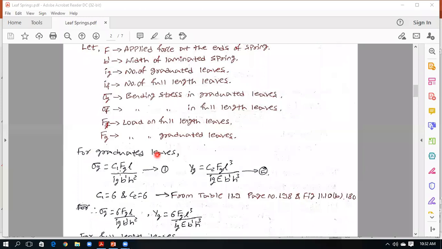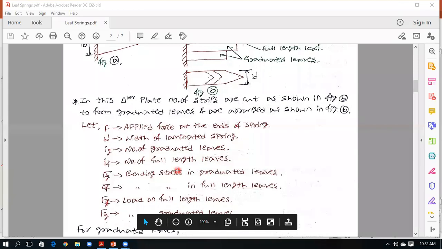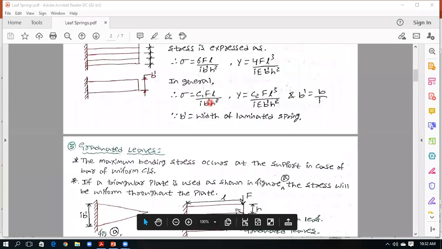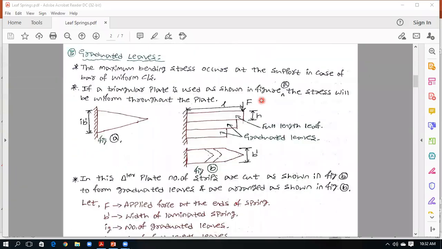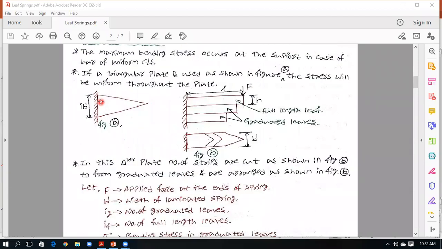Sigma g is equal to C1 Fg L by Ig b dash h square. This I am going to take from equation number 11.28b from your data book. After that, whatever the deflection is, this is also taken from the data book, 11.28c. Now, in this case, you can see that the given condition is of which type? It is cantilever.